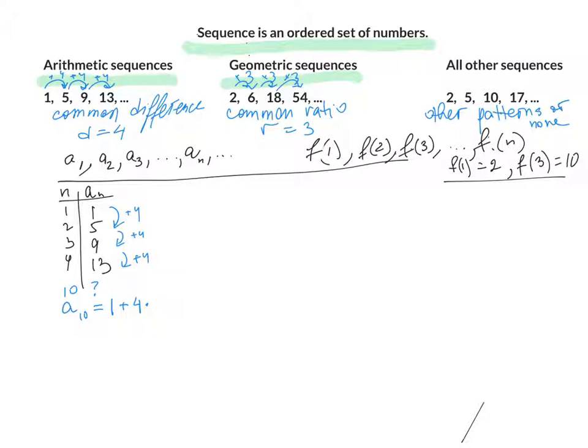So I only need 9 of them, and that will be 37. So in general, the nth term of any arithmetic sequence will be the first term plus d, taken n minus 1 times, 1 less than the number I want. So this is the first important formula.